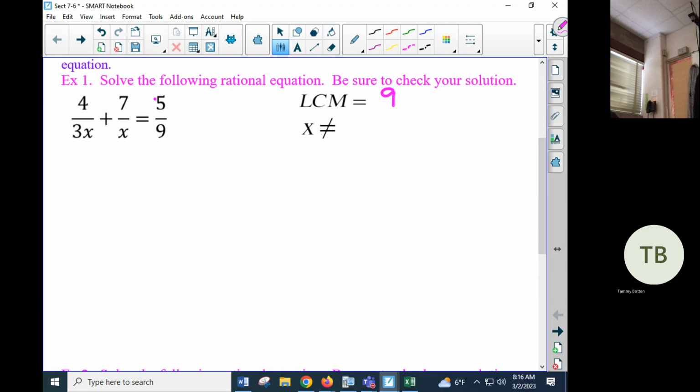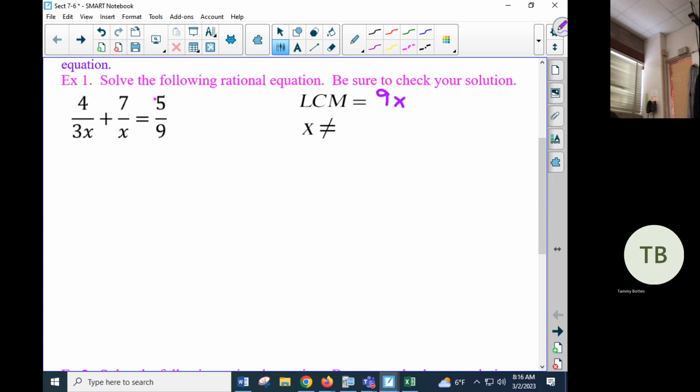And then you always take the largest amount of each of the variables. We only have an X and we only have one of them. So our least common multiple would be 9x.